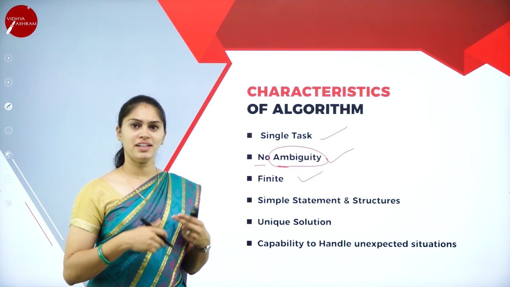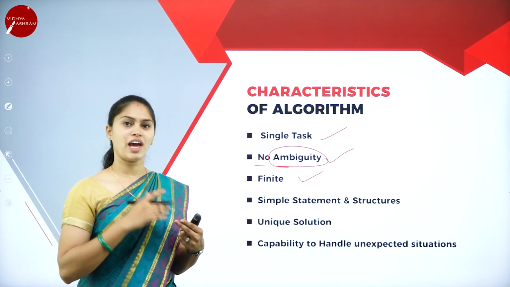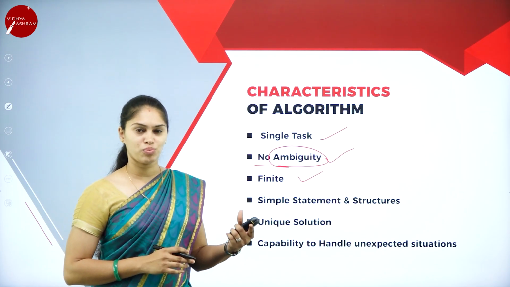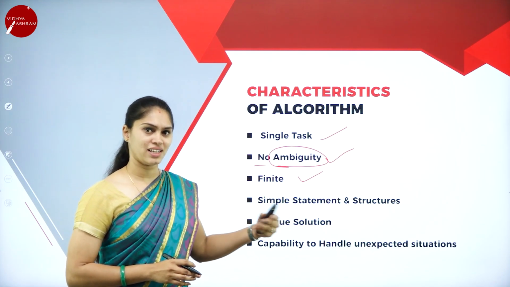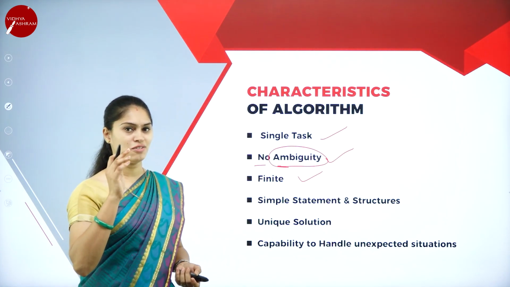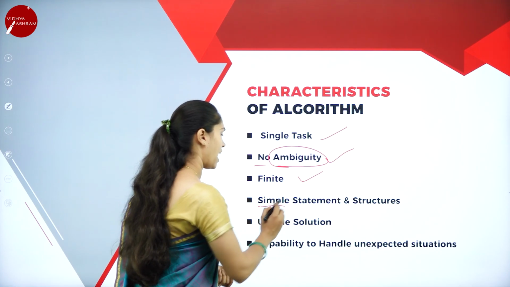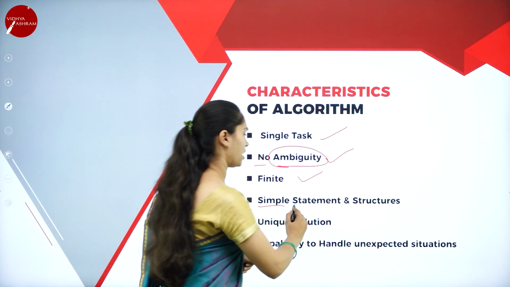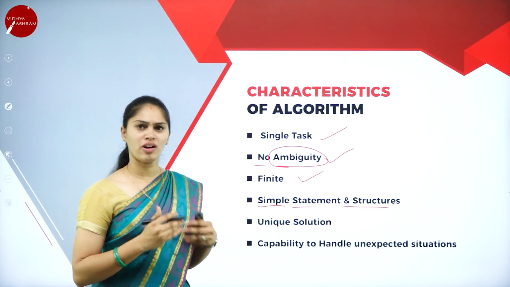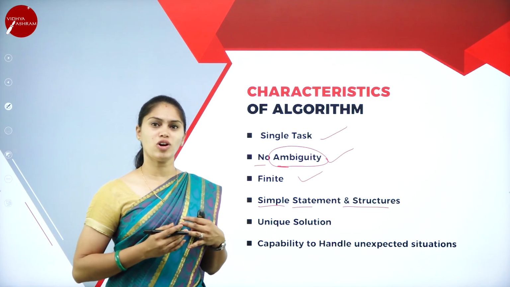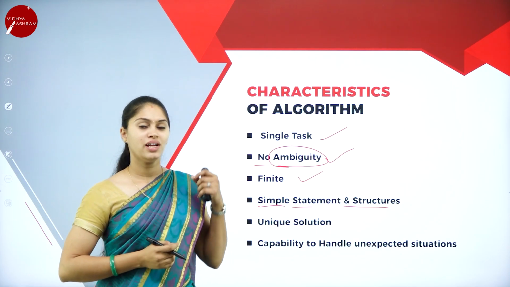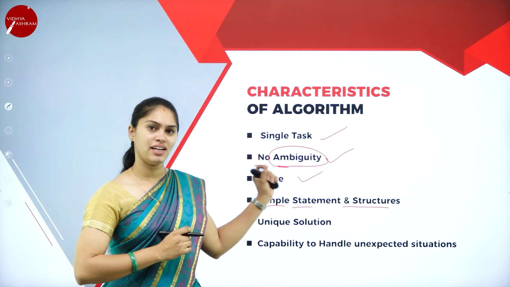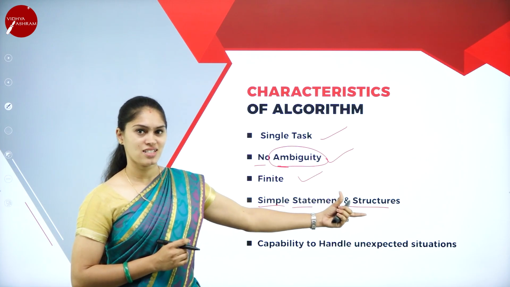If it is infinite, then it will go on, right? So we are not going to get the desired output. The number of steps that I write in an algorithm must be finite. Then it has to include simple statements and structure. It should not be so complex. If it is complex, it will take more time and lead to errors. So it must be simple and have a well-defined structure.